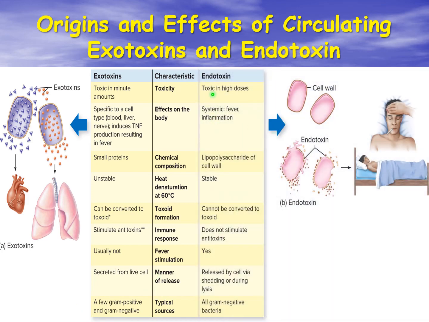Endotoxins are typically toxic only in high doses, but that's okay. The gram-negatives have lots of these in the outer phospholipid envelope. They typically will cause systemic fever. They are the actual lipopolysaccharides of that outer membrane of the cell wall. They typically tend to be, therefore, very stable. They're not converted to toxoids. They won't stimulate antitoxins, and they typically are released by the bacterial cell via shedding or during lysis of the cell. And these endotoxins can actually make you very, very sick.